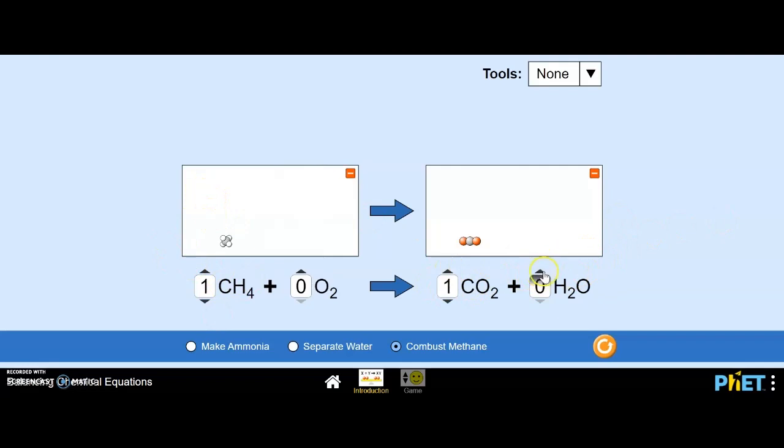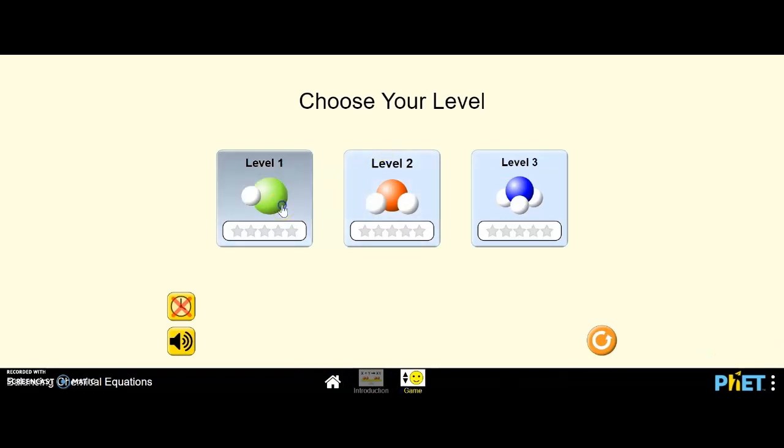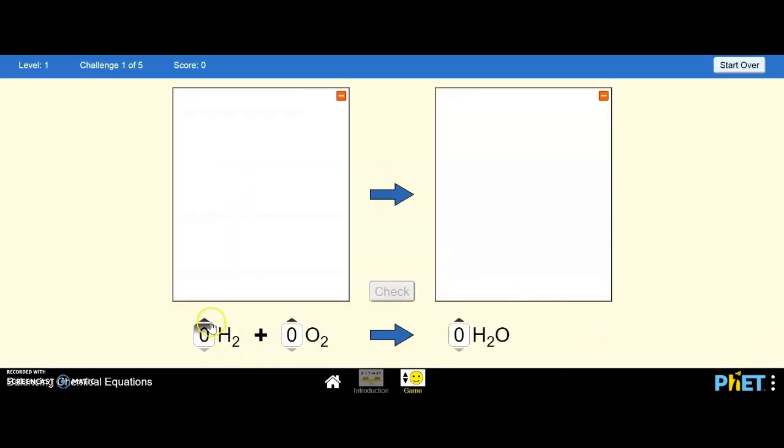Methane is CH4. It will form at least 1 carbon dioxide molecule and 2 water molecules, which therefore means I need 2 oxygen molecules. So you can play with the PhET simulation and learn how to balance chemical equations. So there's a game that you could play. So this is level 1.